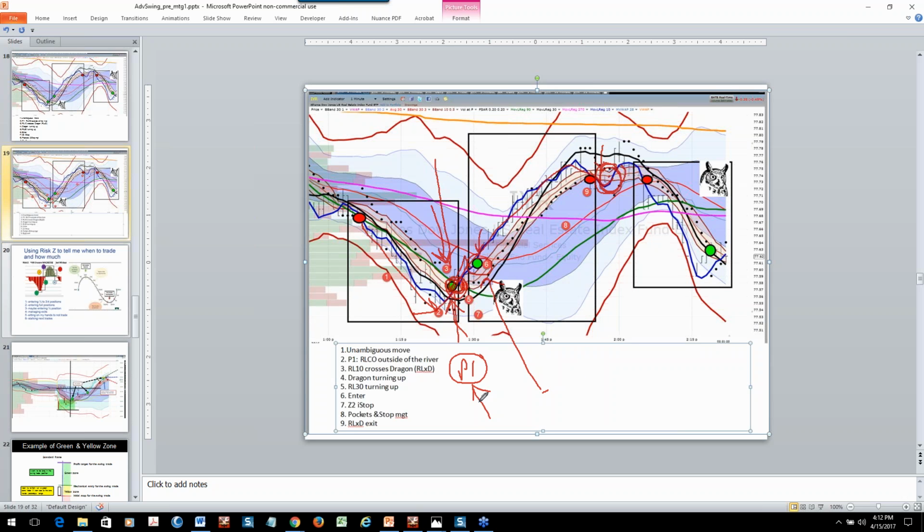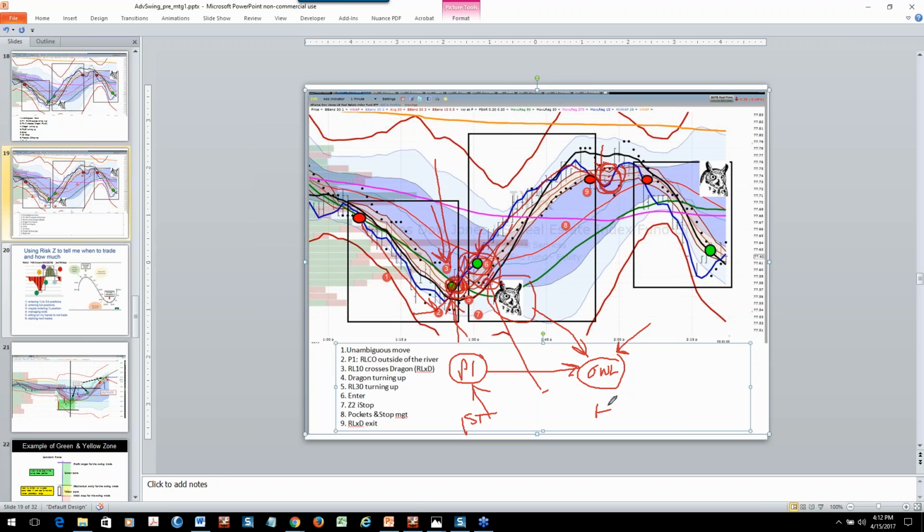And this is one of the ways that the first generation pattern has morphed into a second generation pattern that we call the owl, because it is a wise decision to wait for the additional confirmation that the dragon has rolled over and that the RL30 has started to roll up, that there's wisdom in waiting for that decision.